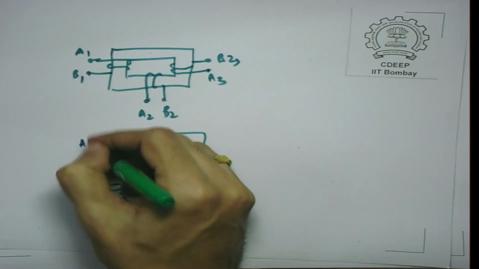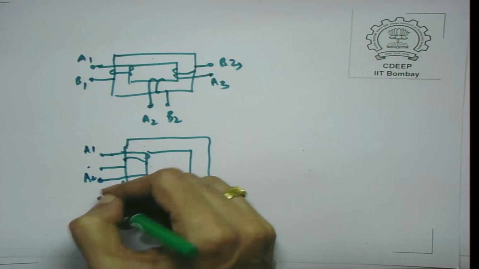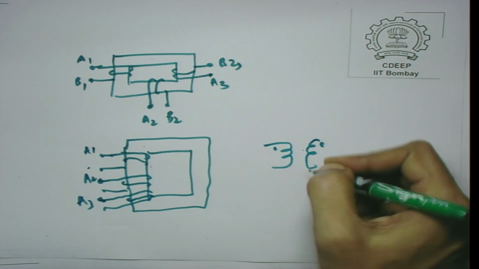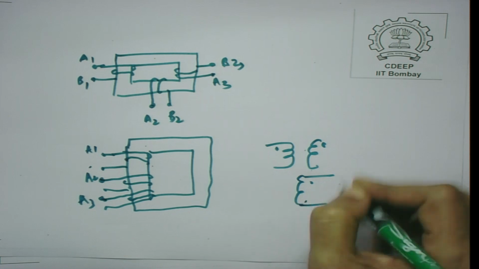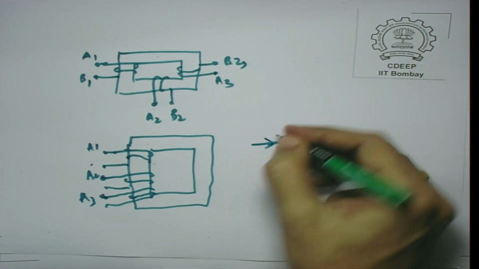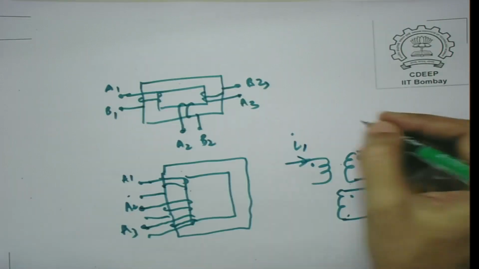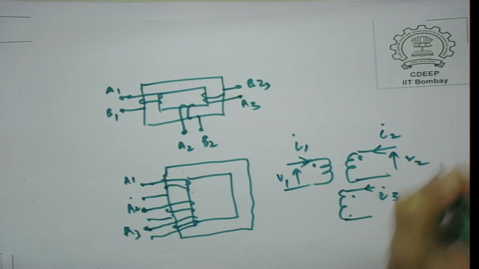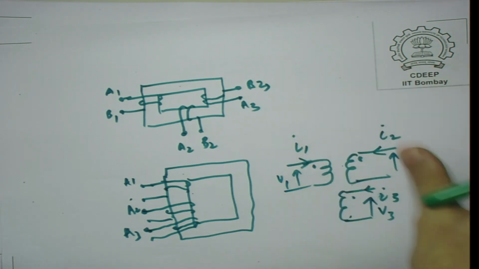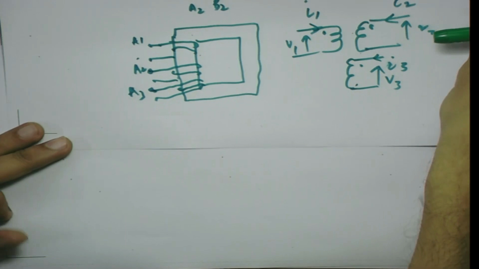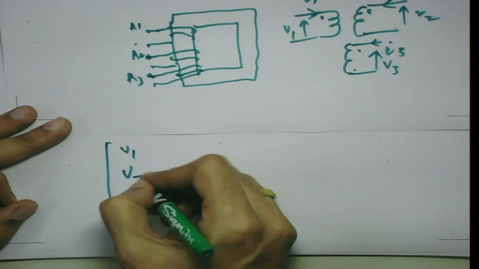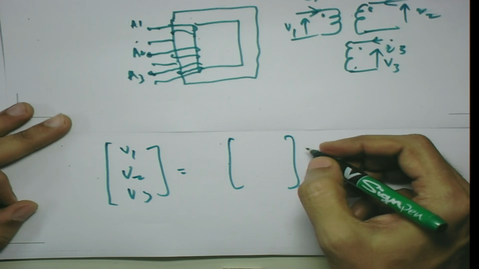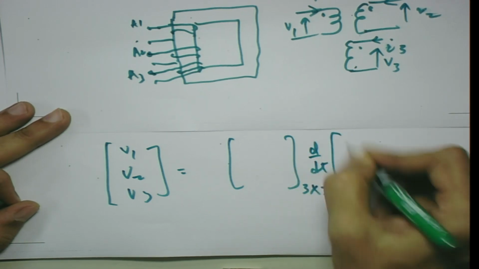So, this is A1, this is A2 and this is A3, and the equivalent of this is all these 3 are coupled windings, and your currents are taken in this direction. If you take the convention to be this way, I1, I2 and I3, and this is V1, V2 and V3, then you will have V1, V2 and V3 equal to a 3 by 3 L matrix times d by dt of I1, I2, I3.